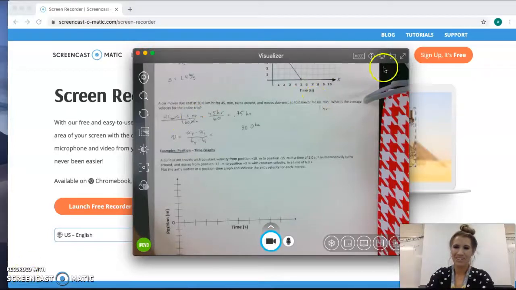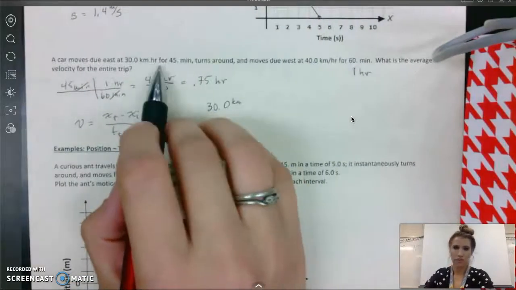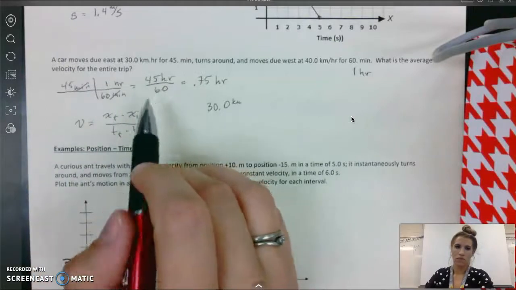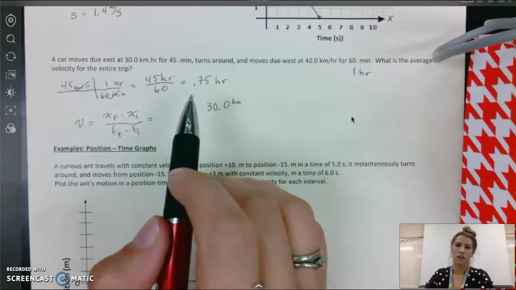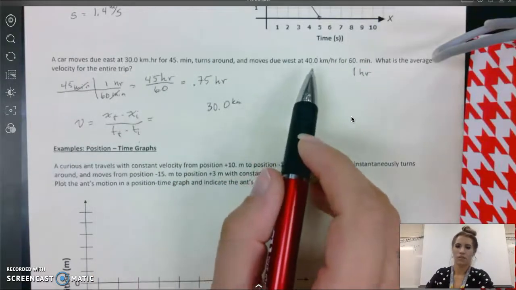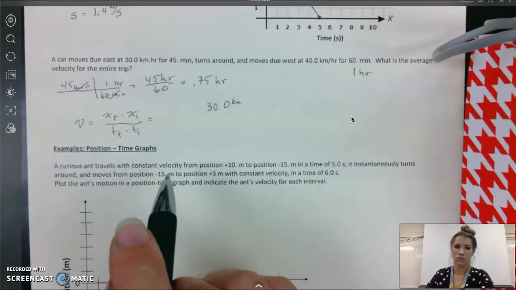Okay, let's keep going. So, this is a unique question. A car moves due east 30 kilometers an hour for 45 minutes. First thing, recognize we have two different time units. So I've used my goalpost method to determine that 45 minutes is the same as 0.75 hours. And then you turn around and you move due west 40 kilometers an hour for 1 hour. And then it's asking what's the average velocity for the trip.